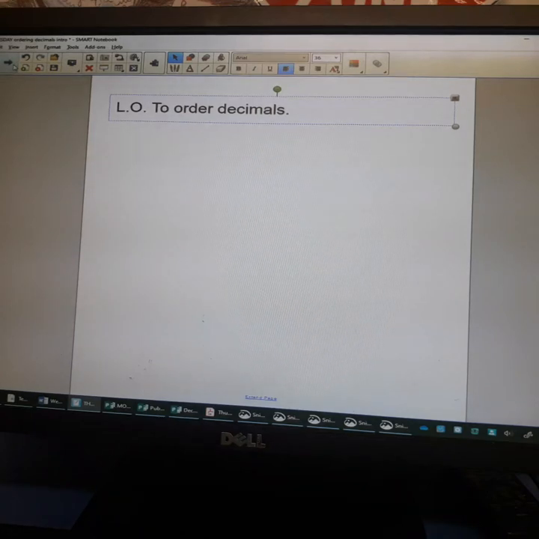Hi again, this is the second part of the video, but you might be watching it first. It's a bit confusing. You have to look at the sheet and decide what you're going to do. But today, in this part of the lesson, we are ordering decimals. We're putting them in order of how big they are.